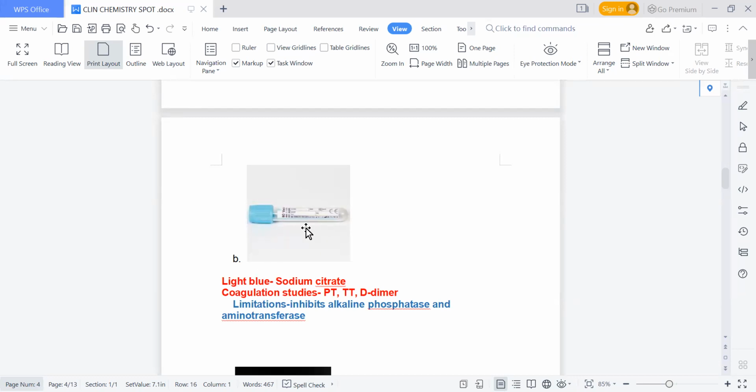A light blue Vacutainer contains sodium citrate as its anticoagulant and is used in coagulation studies like the prothrombin time, thrombin time, and D-dimer. The limitations of sodium citrate is that it inhibits alkaline phosphatase and aminotransferase.